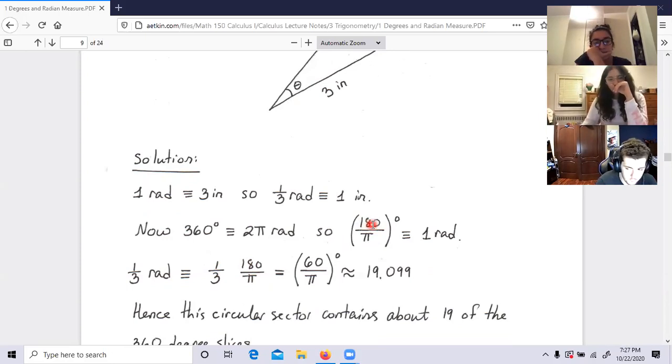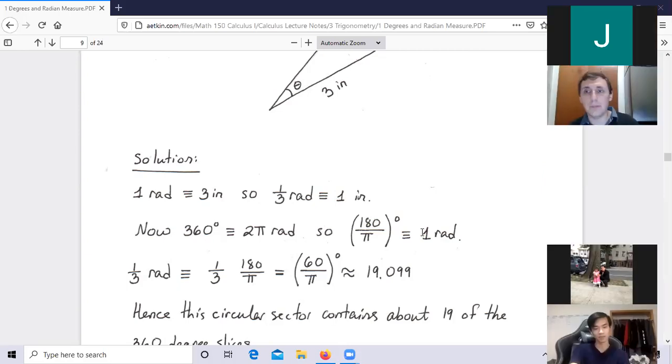2 pi radians corresponds to 360. So 1 radian corresponds to 360 divided by 2 pi, or 180 divided by pi. And I need to multiply by 1/3 if I'm just using 1/3 of a radius.